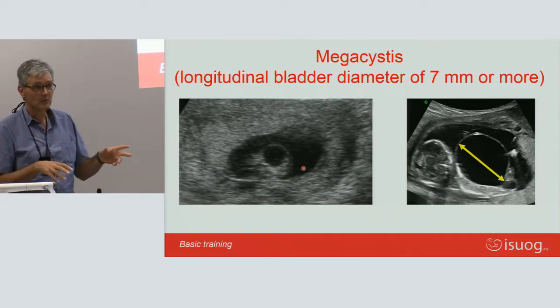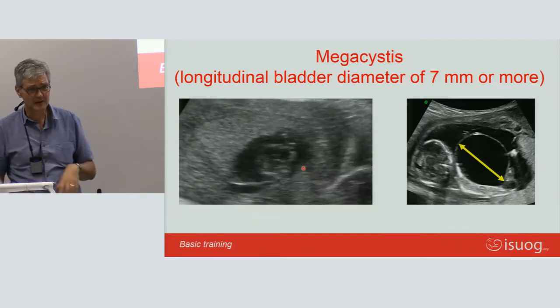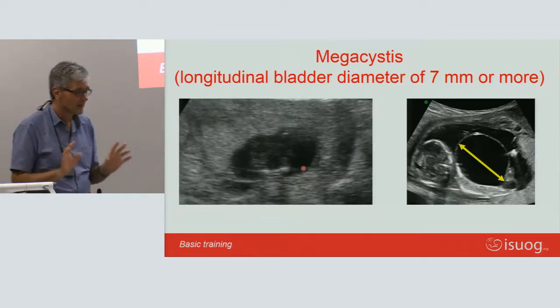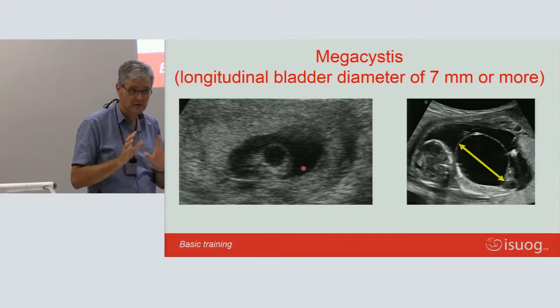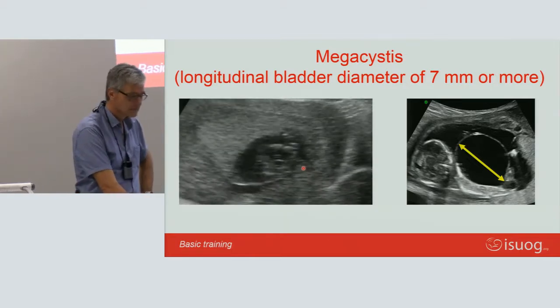And if it's a little more, it's got a bigger chance of chromosomal problems. And a lot more, a bigger chance that its kidneys will be affected. But I think for now, just know that more than 7 millimeters is not a good thing.